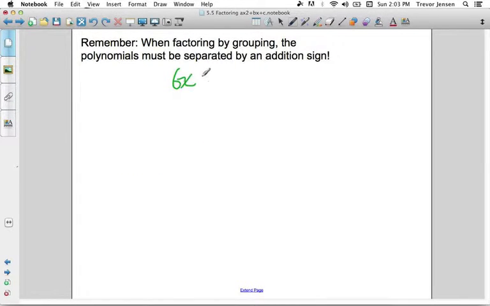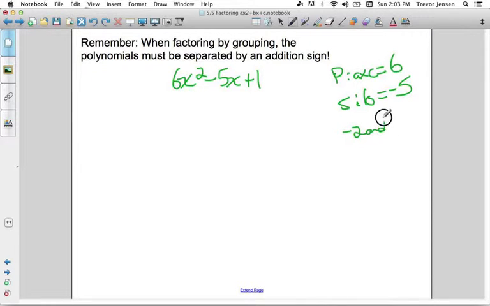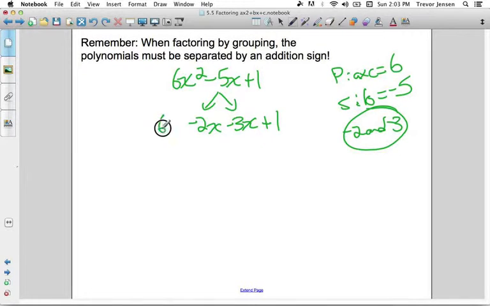So I have 6x squared minus 5x plus 1. I found two numbers who have a product of a times c, which was 6 times 1, sorry, plus 1, which equals 6. And the two numbers also have to have a sum of my b value, which equals negative 5. The two numbers that do that are negative 2 and negative 3. So I want to break up my middle term into negative 2x minus 3x. I'm allowed to do that because negative 2x minus 3x is negative 5x. Leave the rest of the quadratic the same.